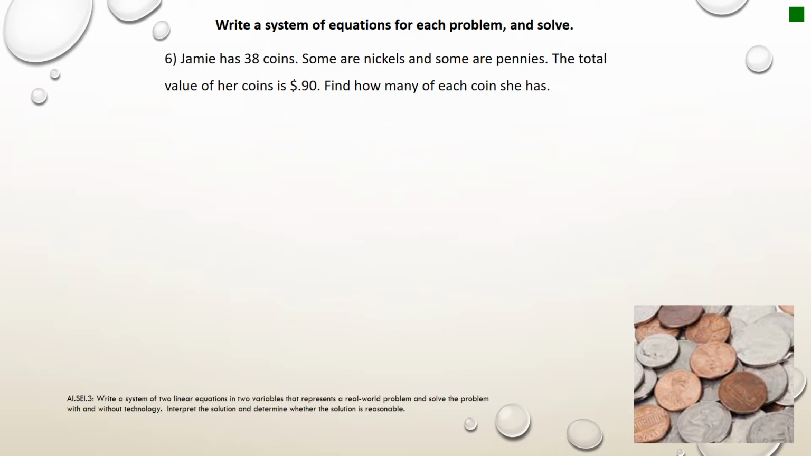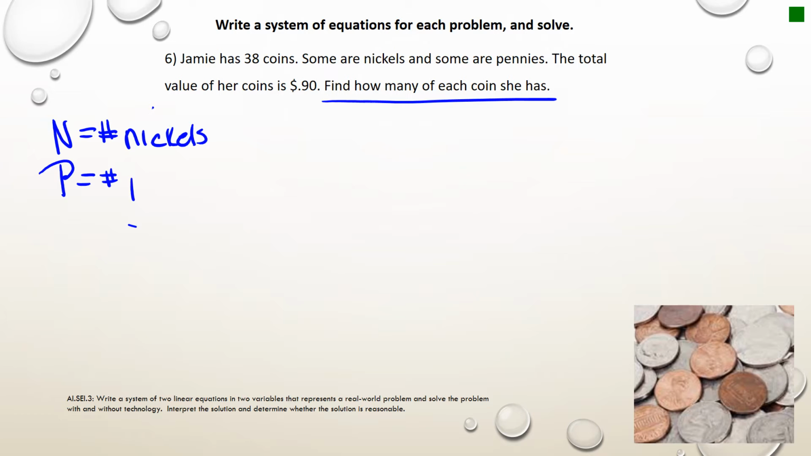All right, last slide. Jamie has 38 coins. Some are nickels, some are pennies. Oh, look, they got dimes in the picture. I was pretty impressed there. The total value of her coins is 90 cents. How much of each coin does she have? So, N is the number of nickels, and P is the number of pennies. So she has 38 coins. So her nickels plus her pennies has to be 38 of them, right? There's going to be 38 of them.